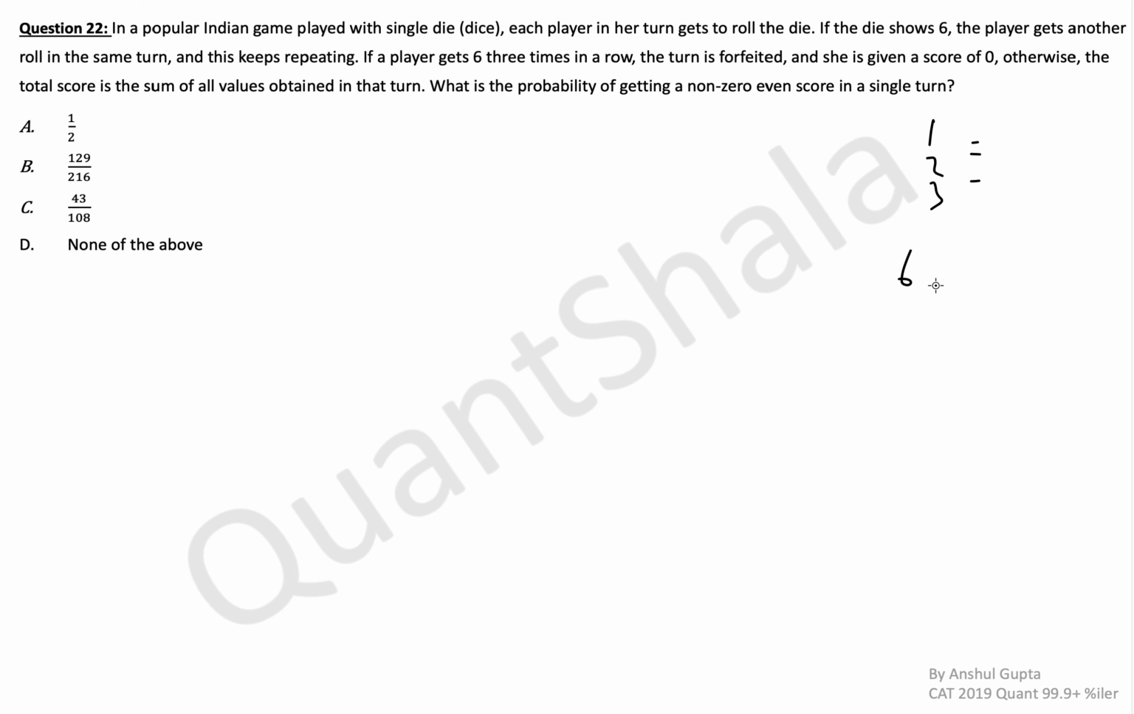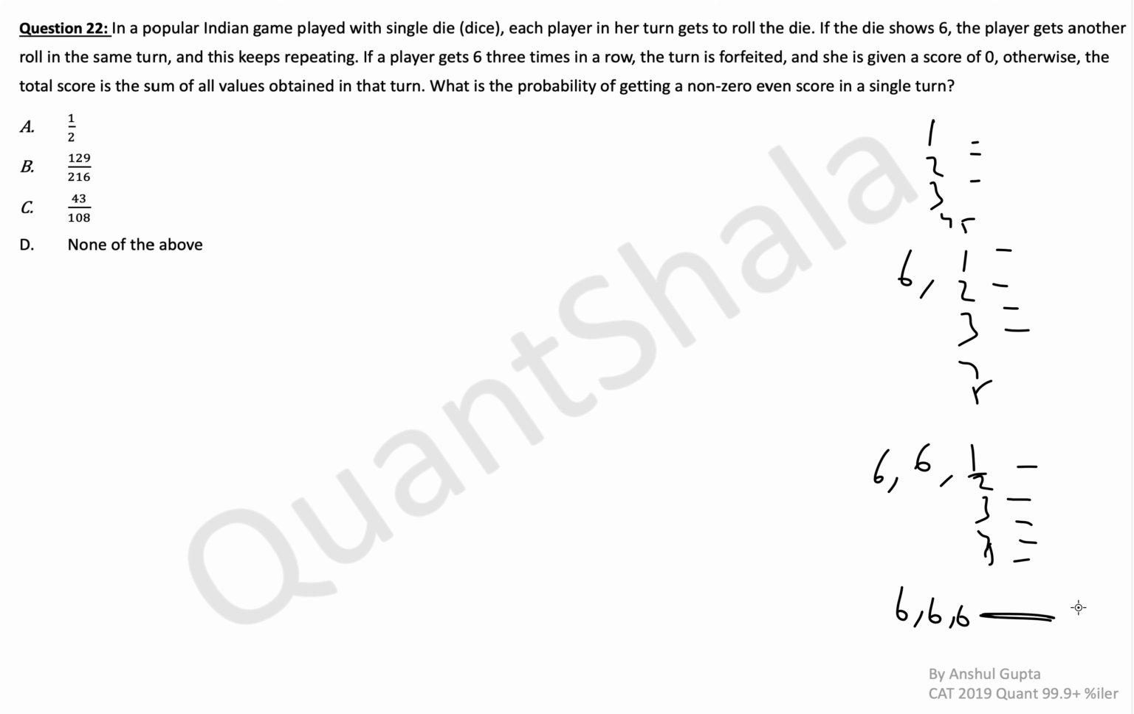If she gets 6, she gets another chance where she can get 1, 2, 3, 4, 5, and the turn ends. And if after 6 she gets another 6, then she gets another turn. So she gets 1, 2, 3, 4, 5, and the turn ends here. And if she gets 6, 6, 6, the turn ends here also, and the score given is 0. In these cases, the score given is the total of the values that she attained. For example, in this case it will be 6 plus 3, 9. In this case it will be 6 plus 6 plus 3, which is 15. Okay.